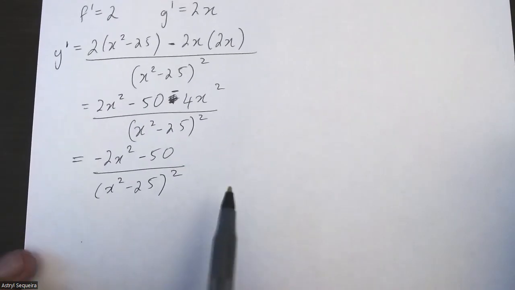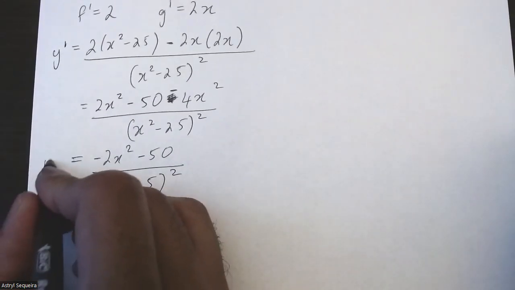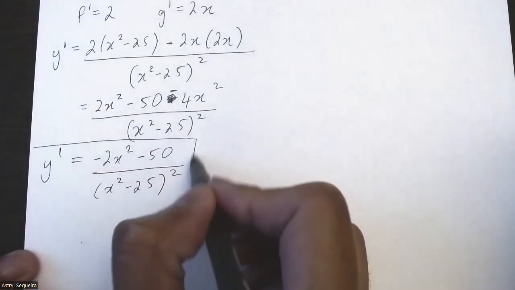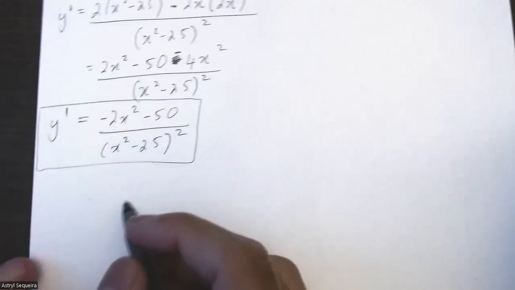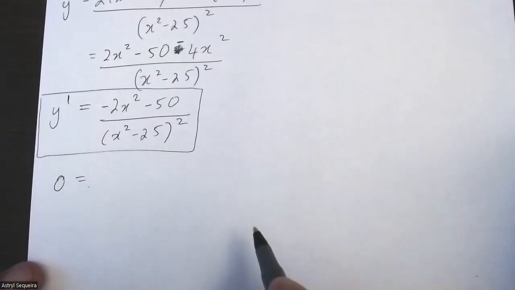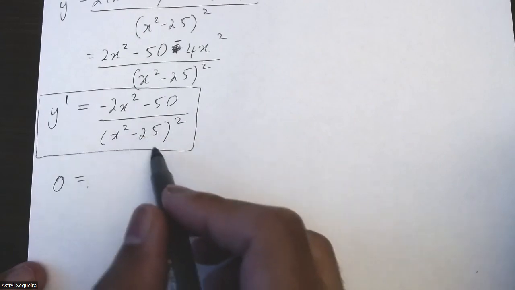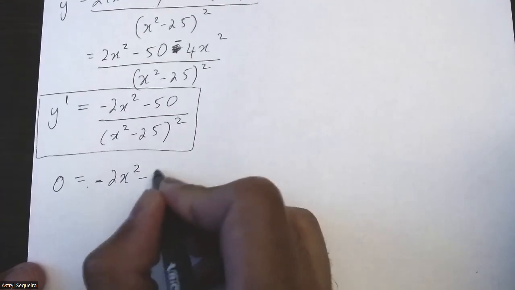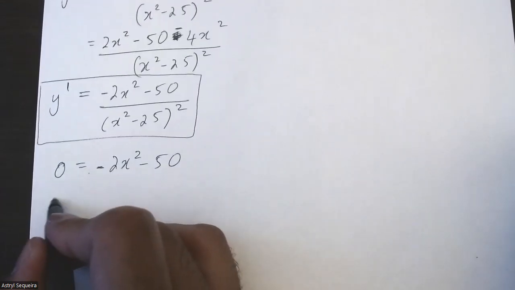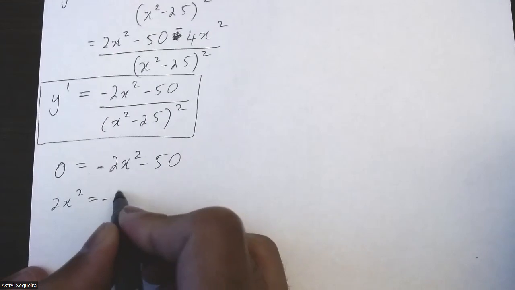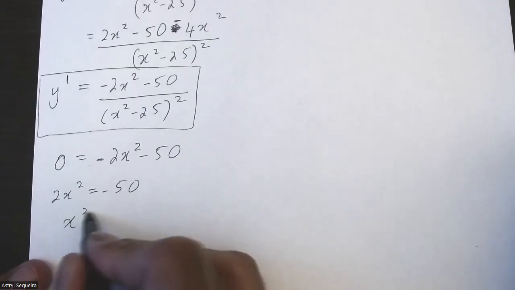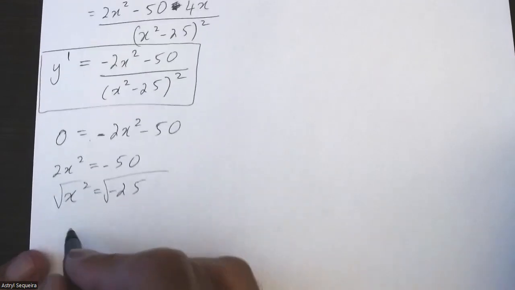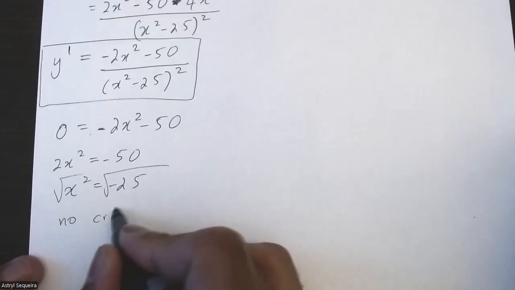And now I want to make this equal to 0 to see if I can find any critical points. This is my simplified derived equation over here. So let me replace the y prime with a 0 to see if I can factor this. The denominator will automatically disappear because it will multiply with 0. So I'm just left with this. And then this is basically going to be impossible to solve. As you can tell, x squared equals negative 25. You cannot square root a negative number. So there are no critical points.